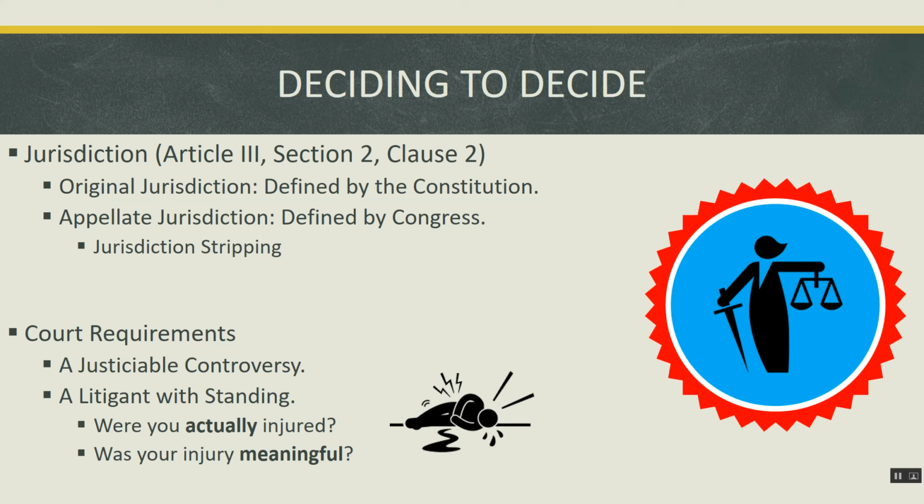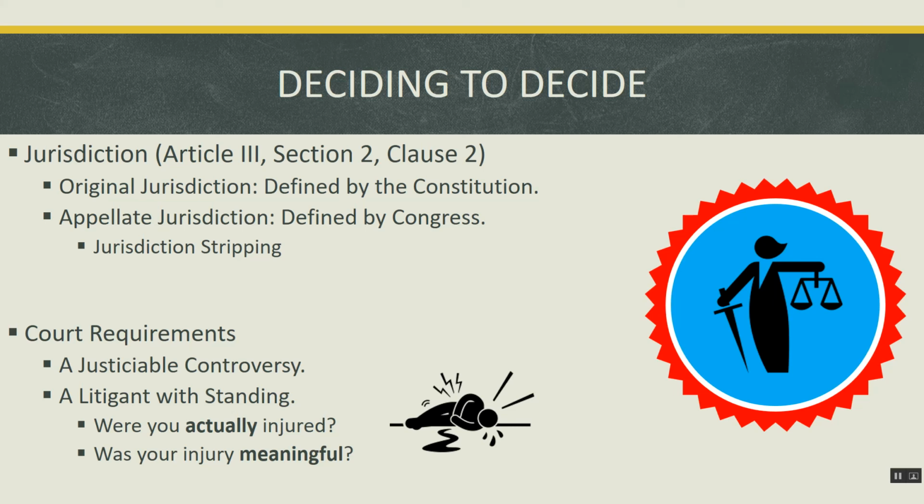So first, understand that the Supreme Court is not allowed to get involved unless it has jurisdiction. And we've already talked about the original and appellate jurisdiction of the court, so I'm not going to go into greater depth there. You can look at Article 3, Section 2, Clause 2 of the Constitution if you wanted to get a look at that. But, in addition to the requirement that the court have jurisdiction over a case, there has to be a case.